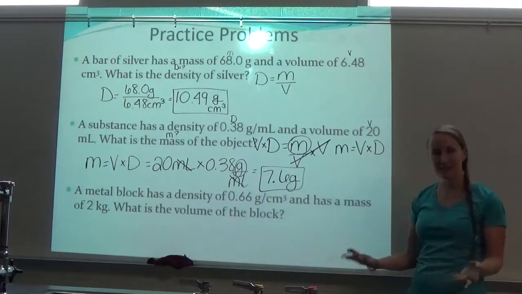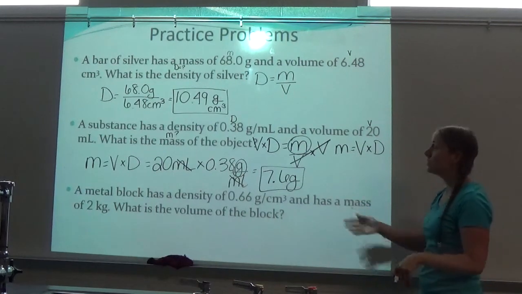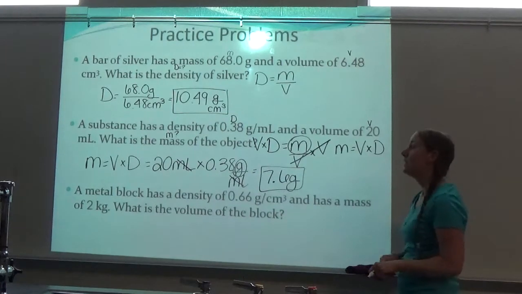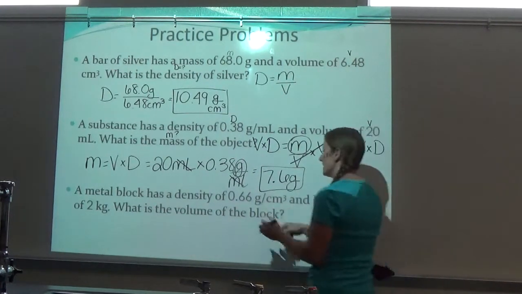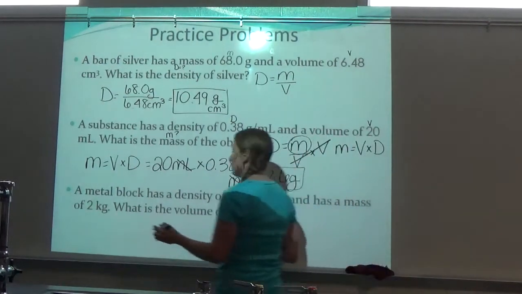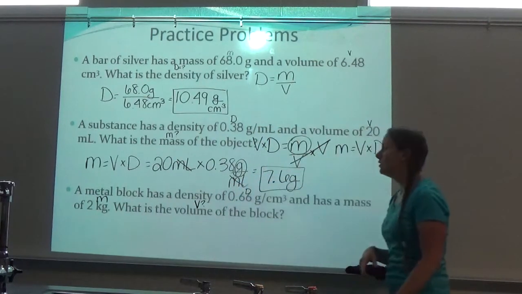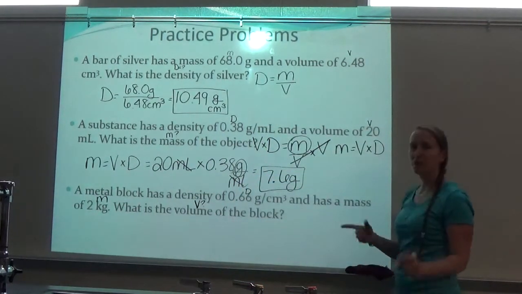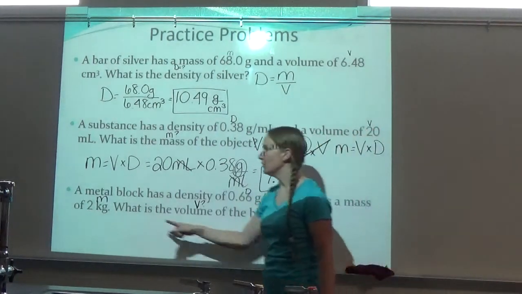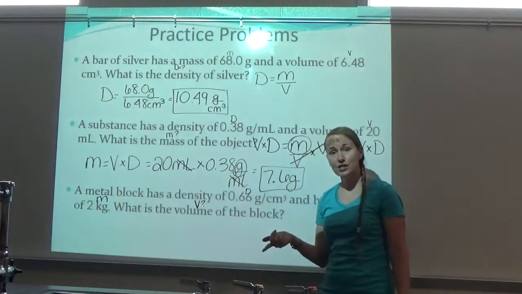All right, so let's look at the bottom one. Again, if you haven't tried one on your own, make sure you pause and try it. This one's a little tricky, I will tell you that. It says a metal block has a density of 0.66 grams per centimeter cubed and has a mass of 2 kilograms. What is the volume? First of all, I'm going to need to rearrange my formula, but what's the other problem? 0.66 grams per centimeter cubed, but then I gave you 2 kilograms instead of grams. So I also need to change kilograms to grams.